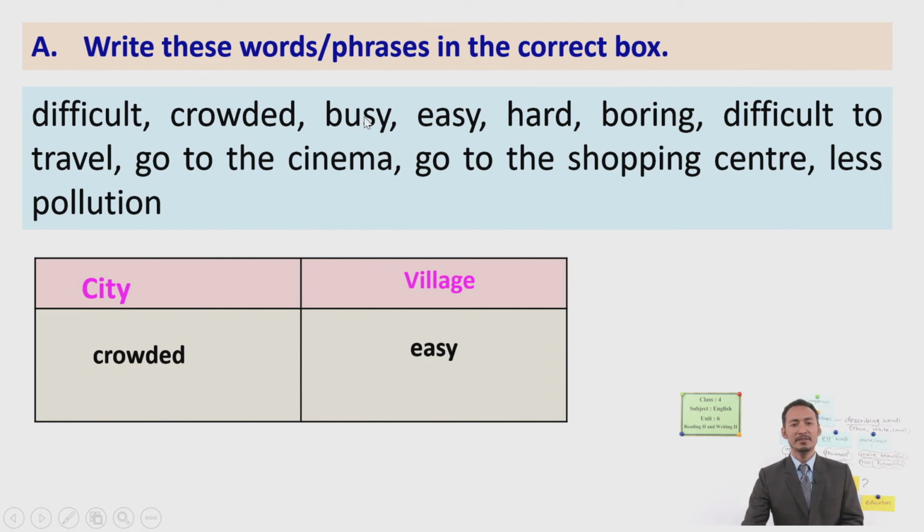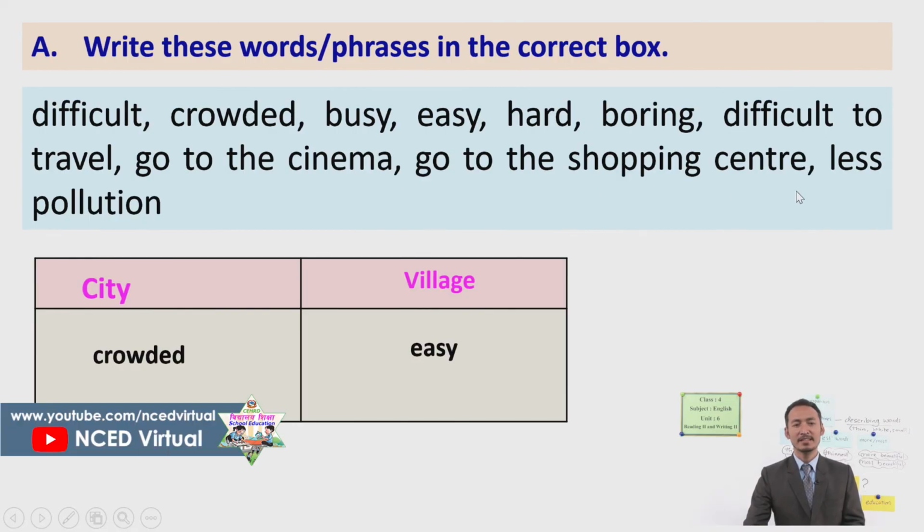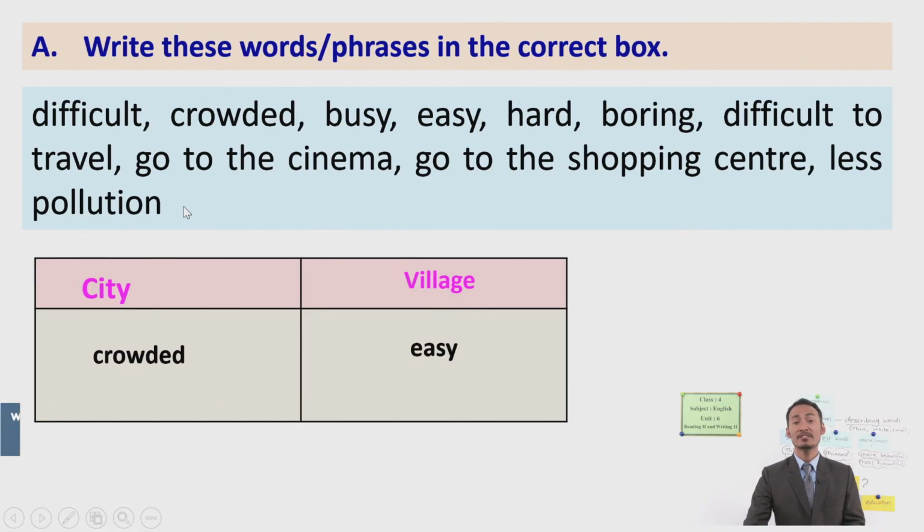And other words you have: difficult, crowded, busy, easy, hard, boring, difficult to travel, to go to the cinema, go to the shopping center, less pollution, and so on. So how do you complete the table? Can you do it now on your copy? Okay, please start doing it. I'll give you 1 minute, okay?